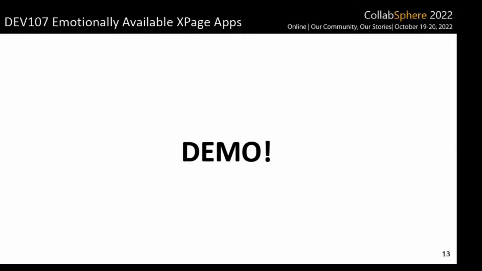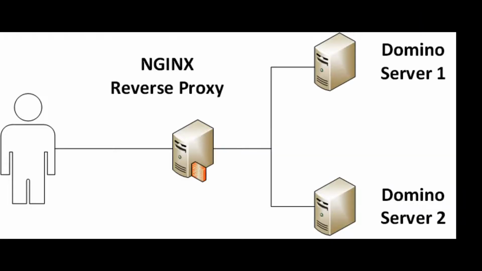So let's take a quick look at a demo that demonstrates a classic XPage in a high availability environment. What I have set up are two Domino servers that are behind an Nginx reverse proxy, such that if I'm connected to one server and that server goes down, the reverse proxy is automatically going to reroute subsequent requests to the other server. So let's take a look at what happens.